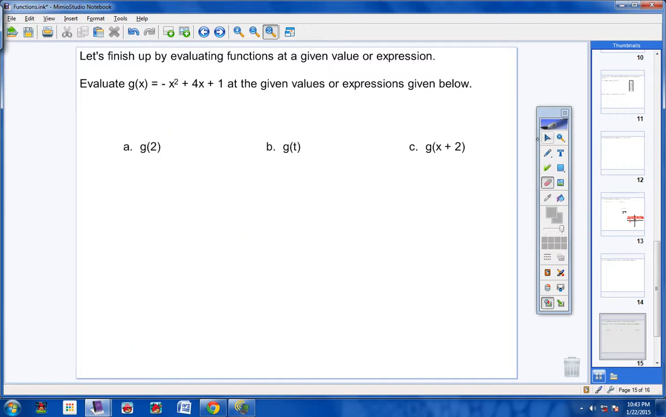Let's take a look at g of t. g of t. Alright, now everywhere there's an x, I'm going to put t.